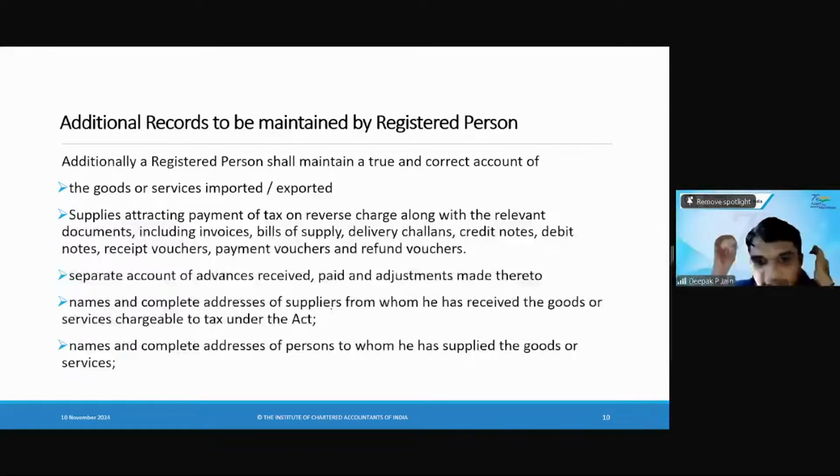So name and complete address of the suppliers from whom you have received the goods, and name and complete address of the persons to whom you will make a supply. That is all your customers. All your vendors and customers' name and address has to be maintained. Okay? So the law says 5 parts and the rule says 1, 2, 3, 4, 5 parts.